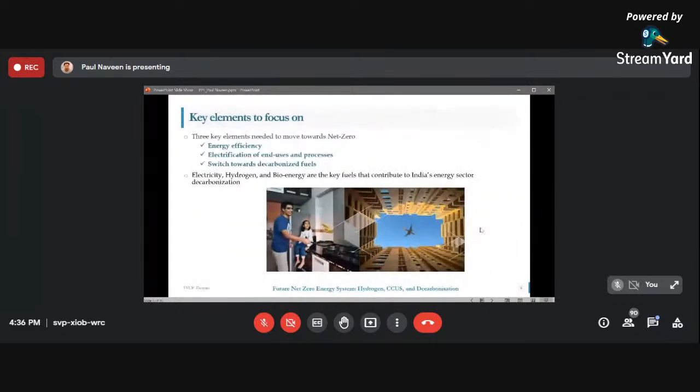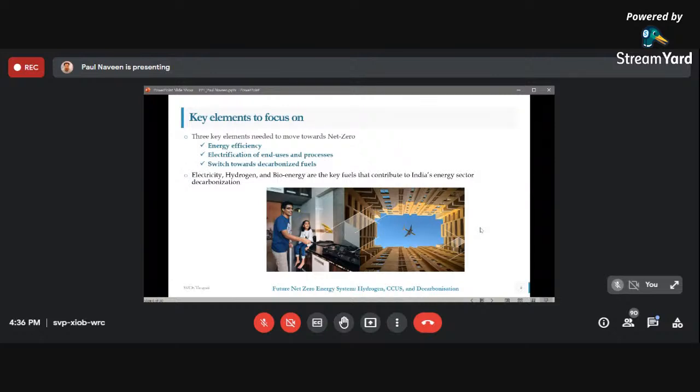So some of the key elements to focus on as we move towards net zero is that we have to travel towards energy efficiency. You know that IC engines today, even with a lot of upgradation, are still only at around 60-70% fuel efficiency. But we have to create such an efficient system where we can have upgraded energy efficiency and also electrification.